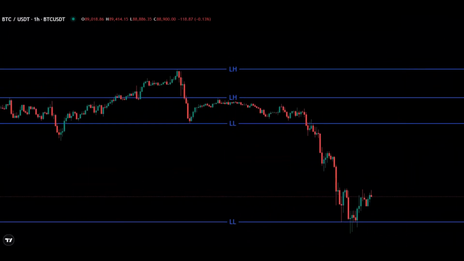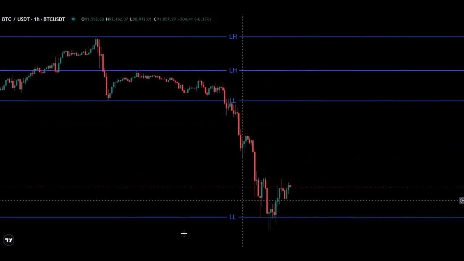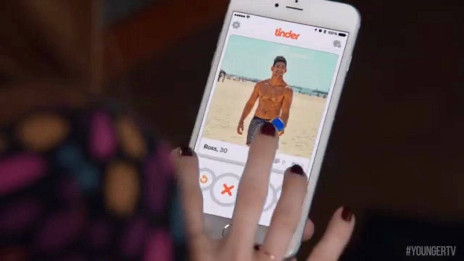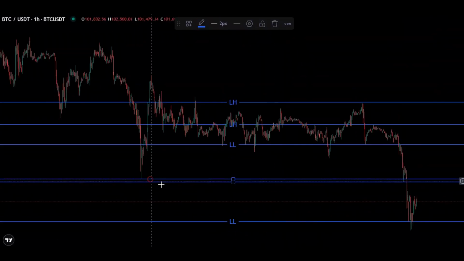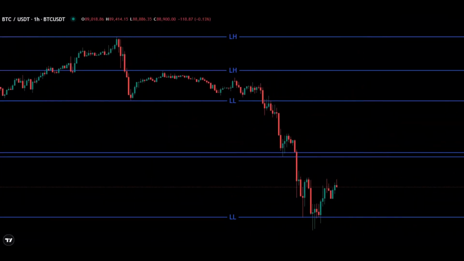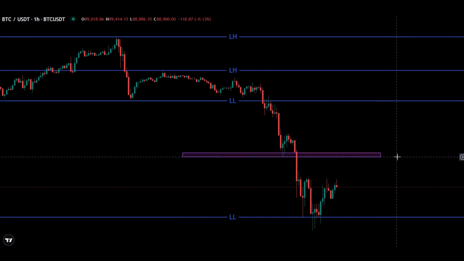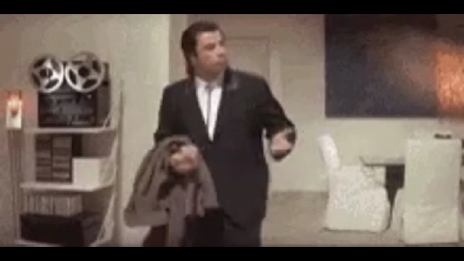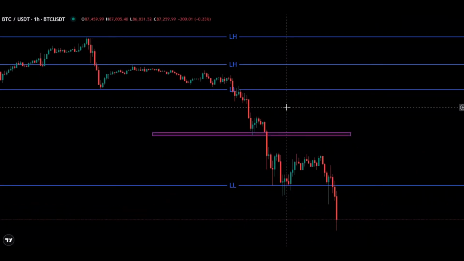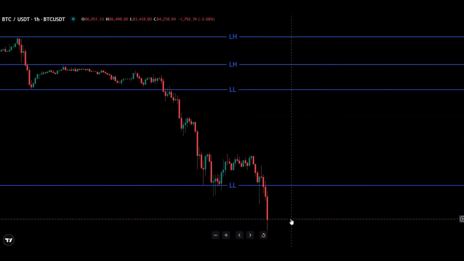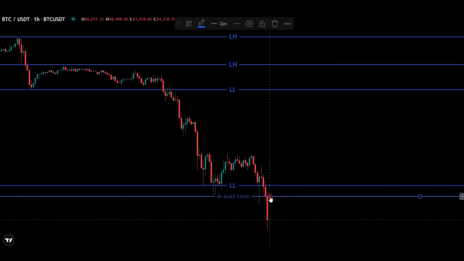Next, we zoom down to the 1-hour chart to hunt for that perfect entry, like swiping right on a dating app, but for trades. Here's where it gets fancy. We look for something called a COP. Nope, not a police officer, not a cupcake. It stands for confluence of points, or something super complicated like that. A COP happens when price smashes through a big support or resistance, then politely comes back to say hello. Kinda like when your ex texts you out of nowhere.